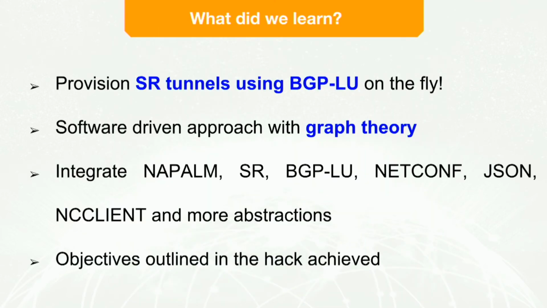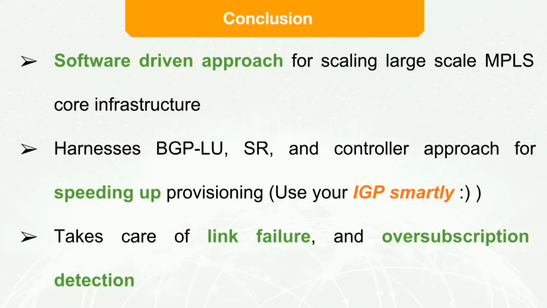What did we learn? Provisioning SR tunnels on the fly, and integrating a lot of these different components which every one of us used. So to conclude, I think it's very important to also look at your IGP. While we do have complicated approaches of MPLS segment routing and everything possible to ensure our flows go correctly, we can use a similar approach to ensure that our path costs are dynamically calculated, looking at the IGP as well as RSVP in your topology or infrastructure. And this could be used in any MPLS large-scale core infrastructure and takes care of link failures and oversubscription.